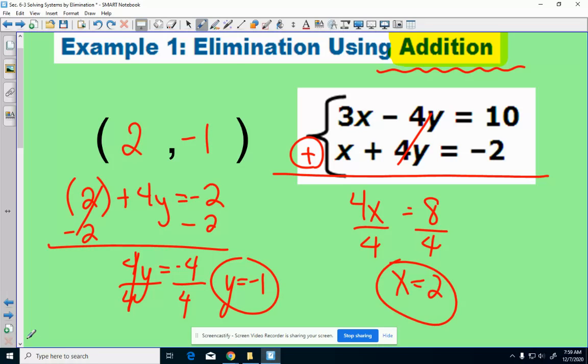Okay, now obviously this one looks super simple, but that's because of this statement right here. My y values were already opposites, and because they were opposites, I could simply add them together and they canceled out. It's not always going to be that simple, but the goal is to make it become that simple. We'll see that more tomorrow.